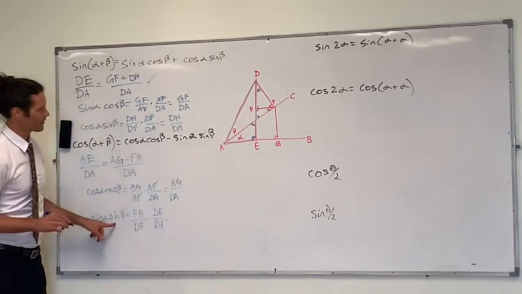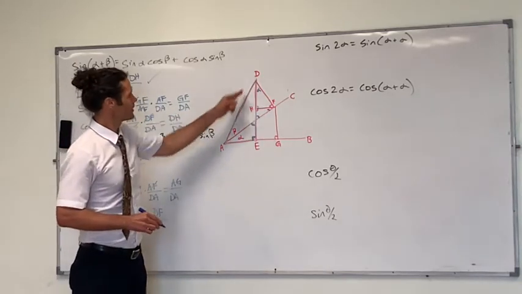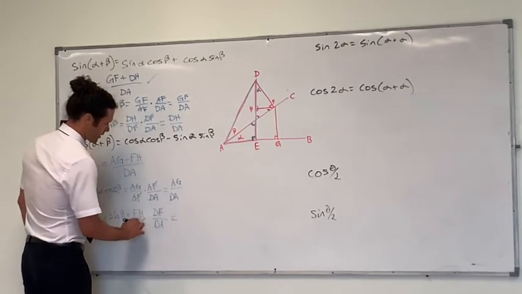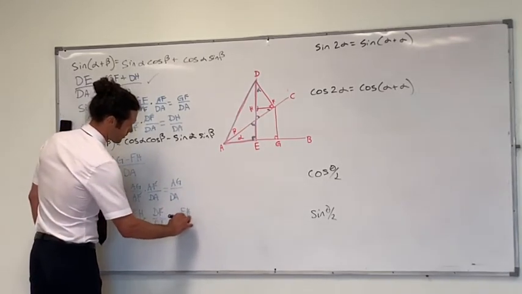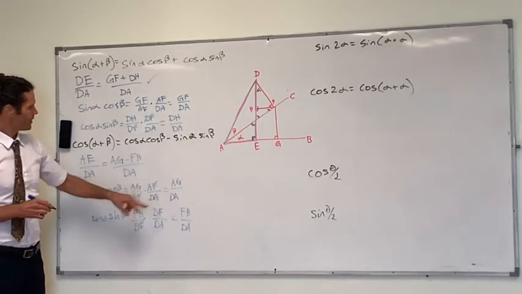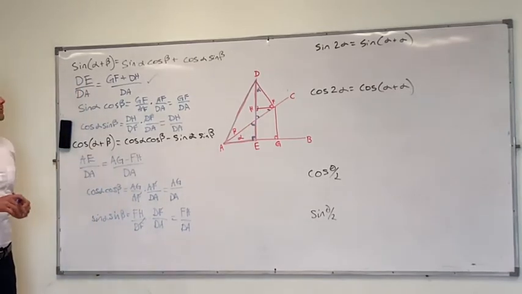Let's just double check if that's sine beta. So we've got DF, correct, over DA. That looks correct. And so these will cancel out. We get FH over DA. And so AG minus FH over DA equals cosine alpha plus beta.